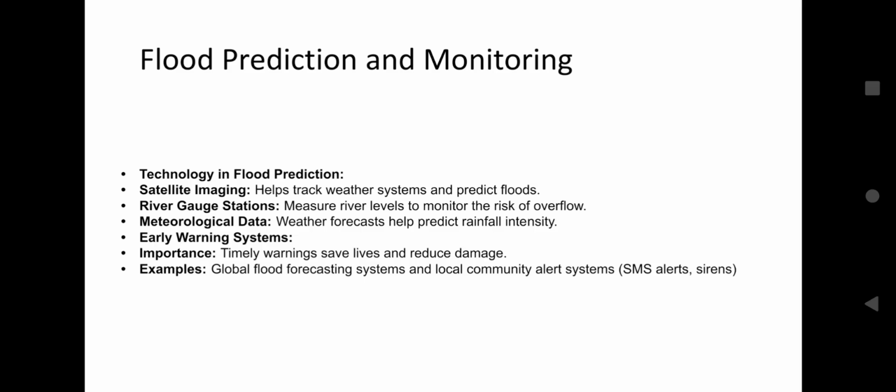And meteorological data: we have 50 years, 100 years of data, and we predict that this time the water level will increase like that. Early warning systems help us save lives and reduce damage. For example, the global flood forecasting system and local community alert systems. SMS alerts and sirens are used when a sudden flood comes in.